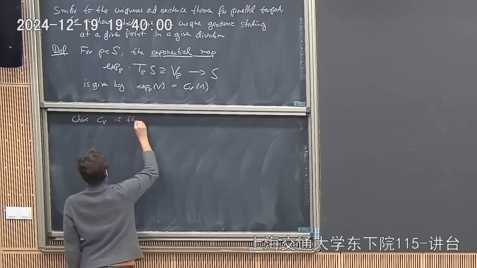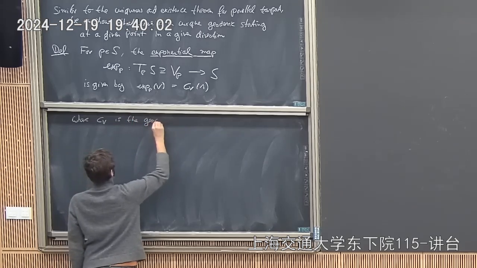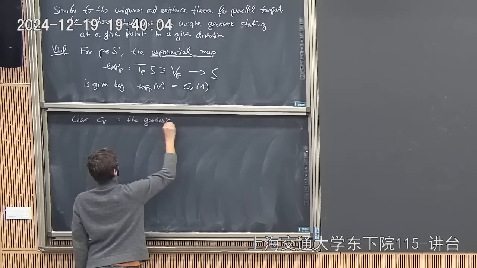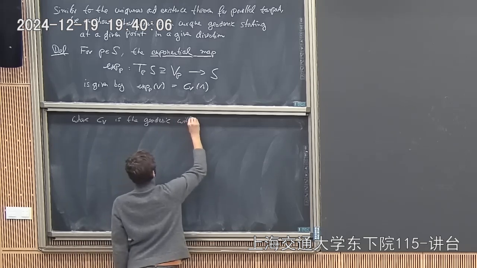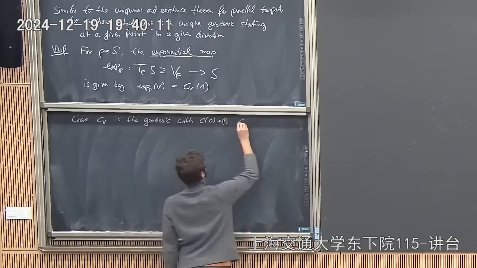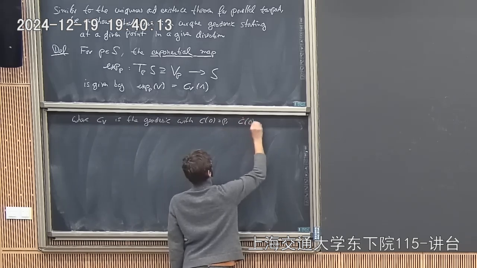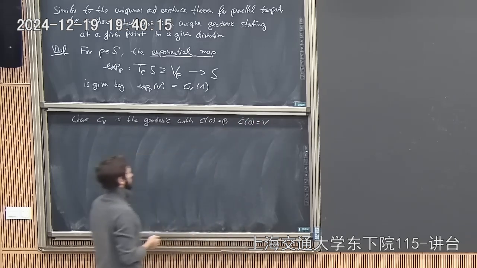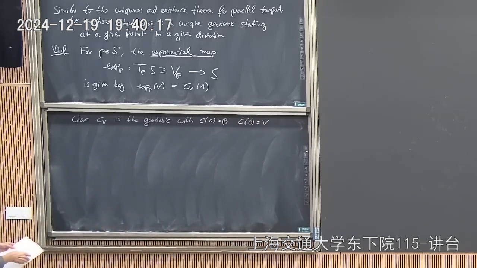...is the geodesic that starts at P and has the velocity given.